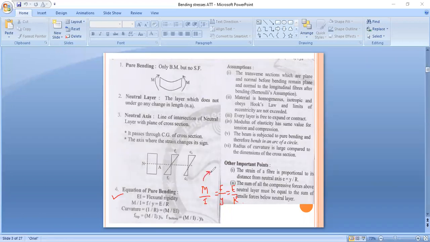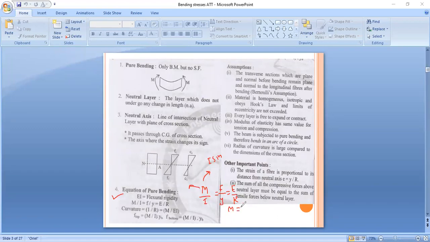This equation we have already studied, and how to derive it we have also studied in Introduction to Solid Mechanics. Now you have to just remember this formula, M upon I, which is equal to sigma or f upon y, which is equal to E upon R. Now we will see the meaning of each term. First we will see the meaning of this M.